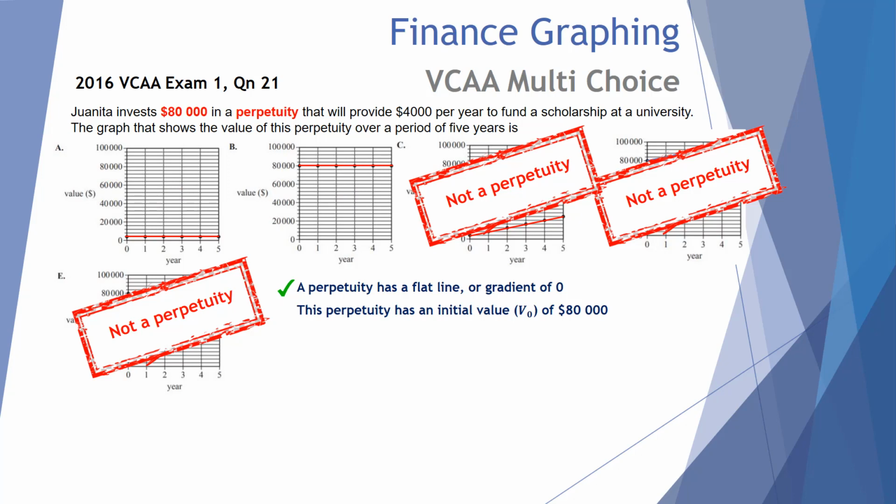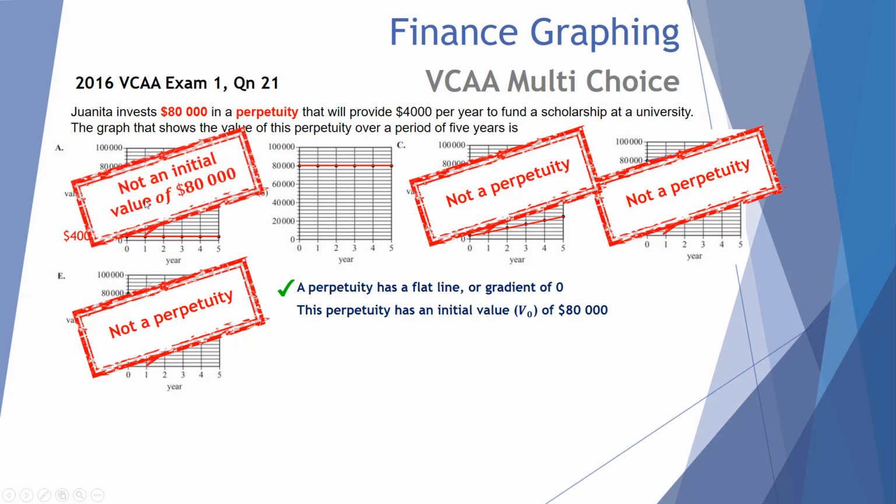So this perpetuity had an initial value of $80,000. If we look at graph A, it shows here our initial value at year of 0 is only $4,000. There's 20,000 with 5 divisions, $4,000. So there's not an initial value of $80,000. So option B does start at 80,000 and it does have a straight line flat graph. So option B is our correct answer.